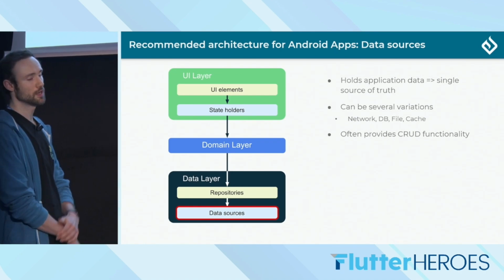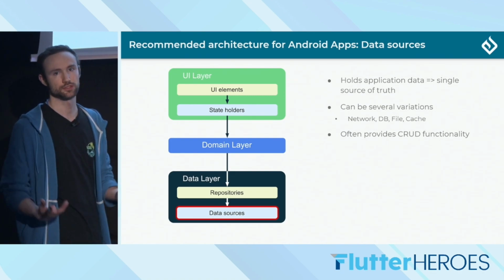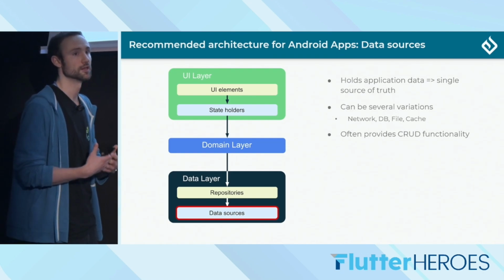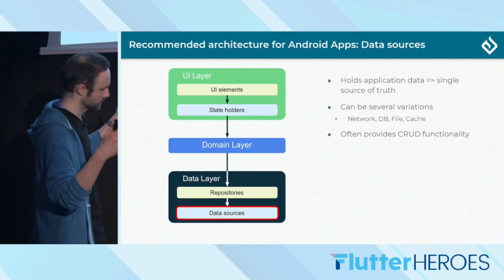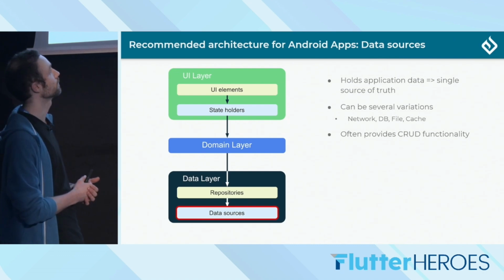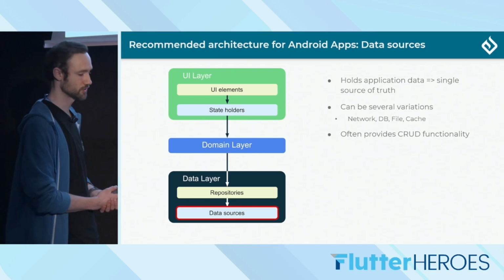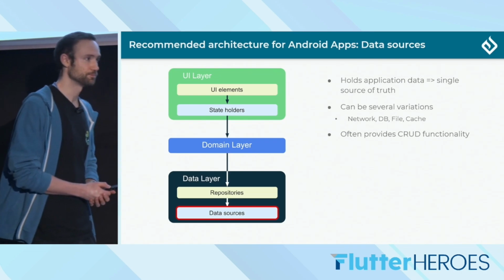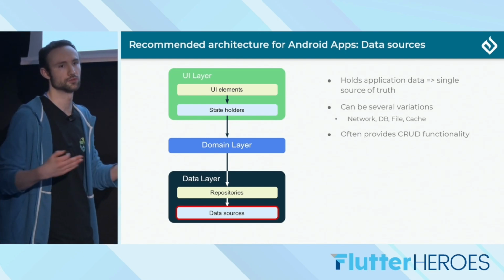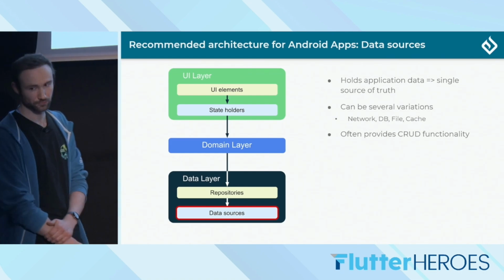Our data sources hold the application data. We can also say our single source of truth. If any part of the application needs this data, it eventually needs to get it from here, or if you want to change it, it needs to be altered inside the data sources. This can have several variations, like the classic ones could be a network where we get some data from, or a database, but also some others like a file, or just an in-memory cache, something like that. And most of the time, these data sources provide basic CRUD functionality like create, read, update, and delete their data, and yeah, pretty much the classics.